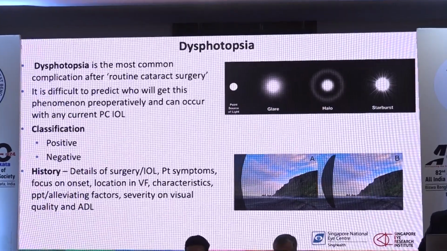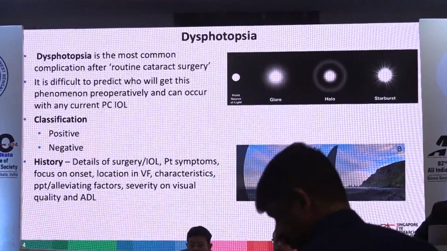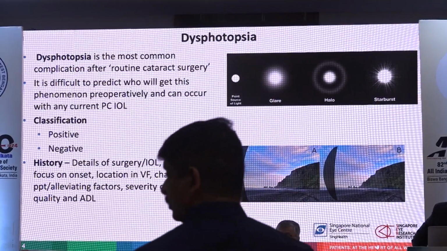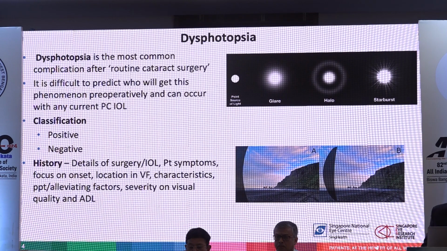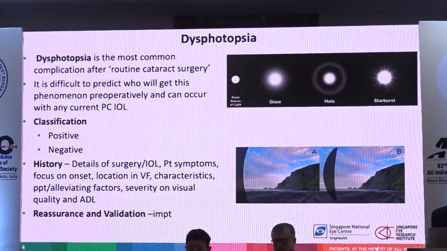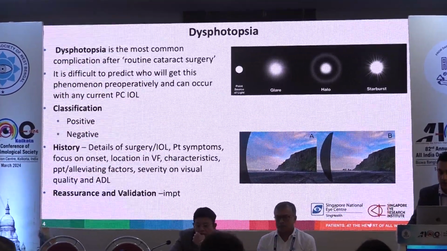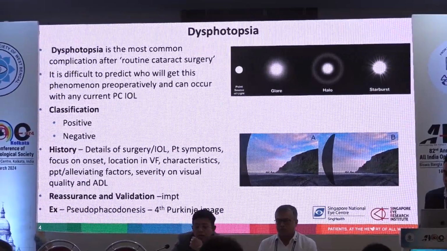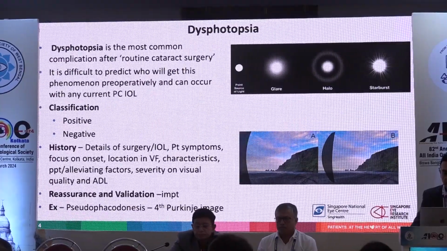It's important to get a good history from the patients on the details of the surgery, if you did the surgery yourself or if they've had it done elsewhere, the patient's symptoms, the onset, the location in the visual fields, some of the alleviating factors, and how it's affecting their quality of vision. Reassurance and validation is important, especially for negative dysphotopsia, because often this is dismissed by many surgeons as causing any visual problems because the central vision is quite good. And of course, look for obvious pseudophakic adhesions by looking at the fourth Purkinje image, which will give you some idea of the lens.